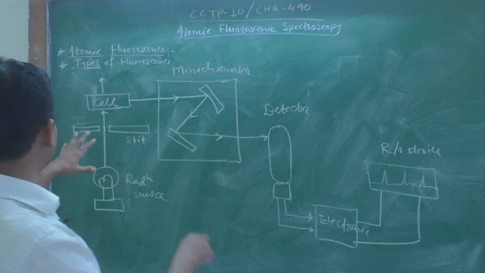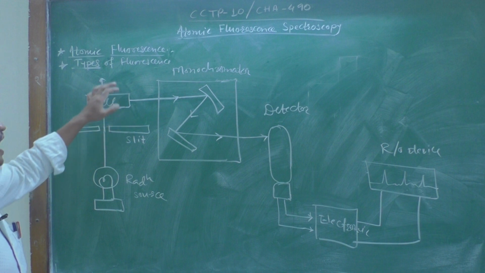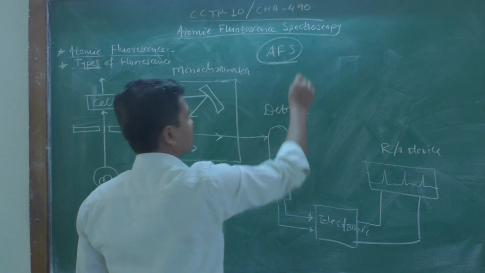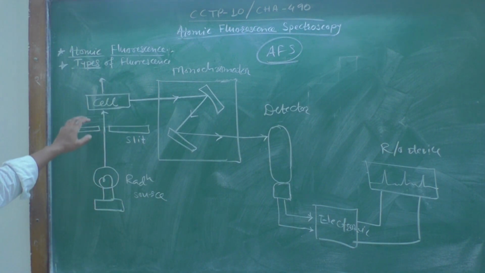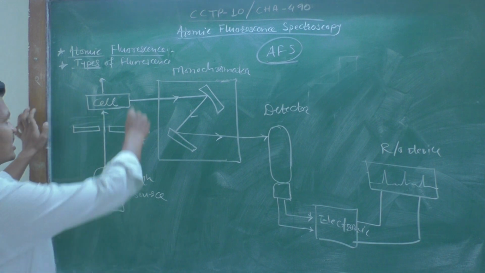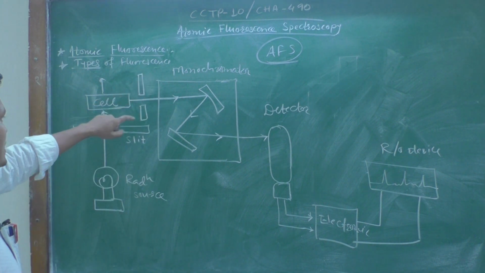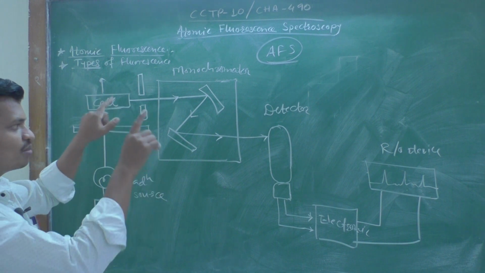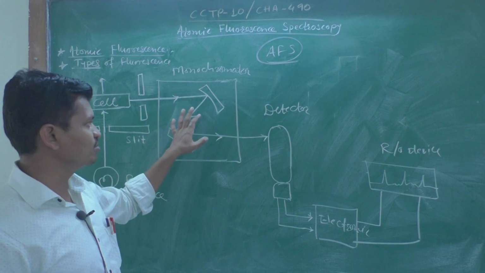So this is all about the different types of components that we can use in the atomic fluorescence spectrophotometer. Very simple. So the radiation source is there, then this is a slit, and there is one more slit, which we call the exit slit. This is the sample cell in which we can take the sample. This is the monochromator, this is the optical system.